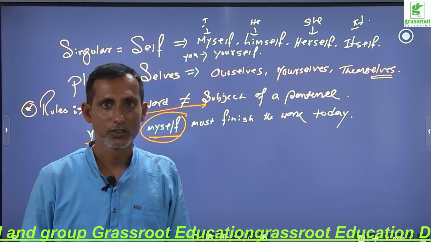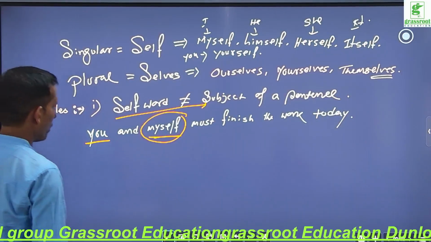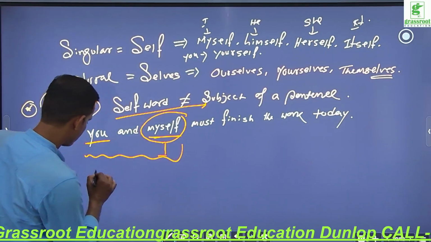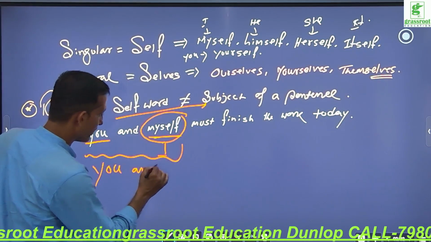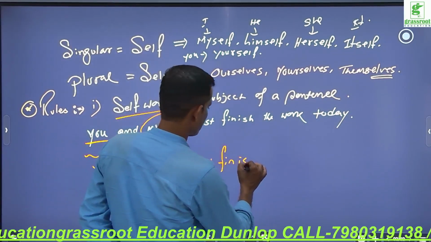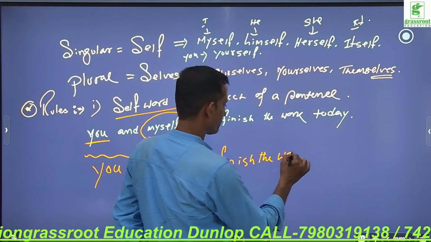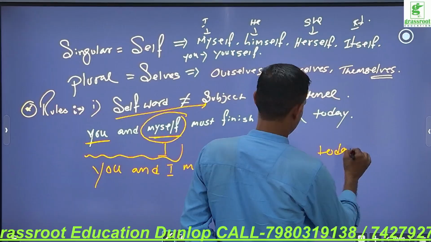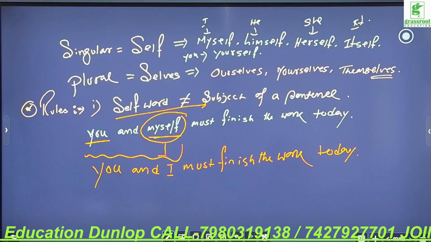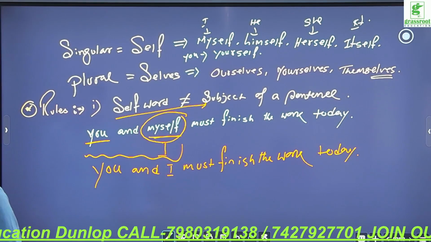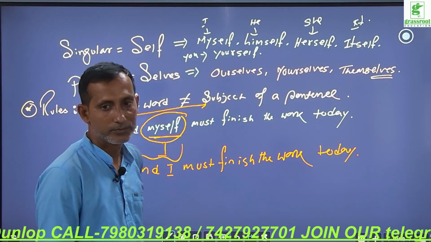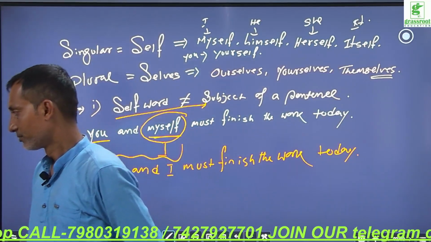Those who are online, Kumaris and Rima. Yes, sir. Okay, so it should be I. So the actual sentence will be: you and I must finish the work today. Clear, everybody? Yes, sir. Clear. Okay.